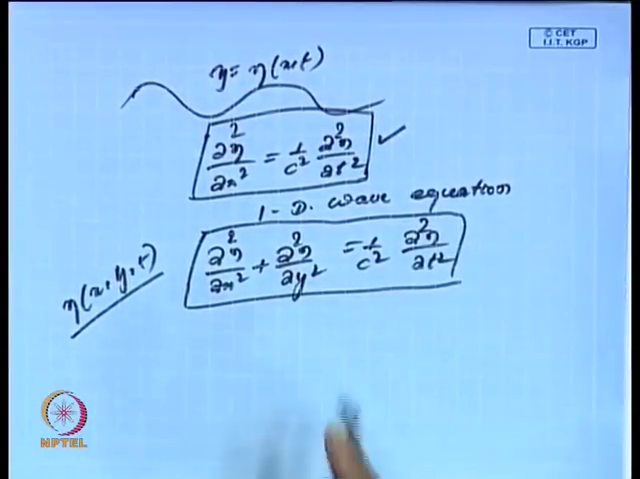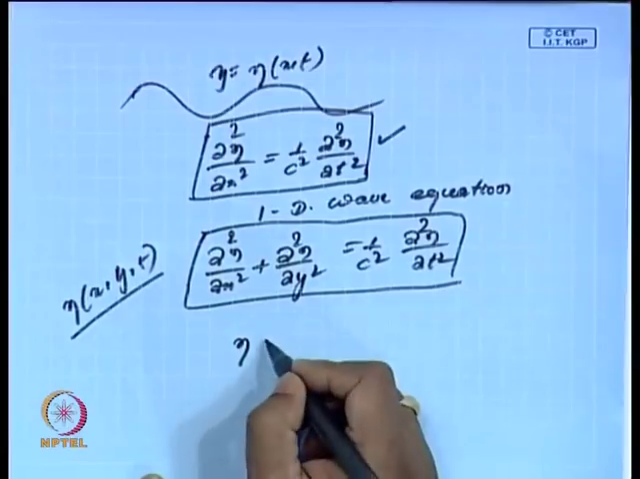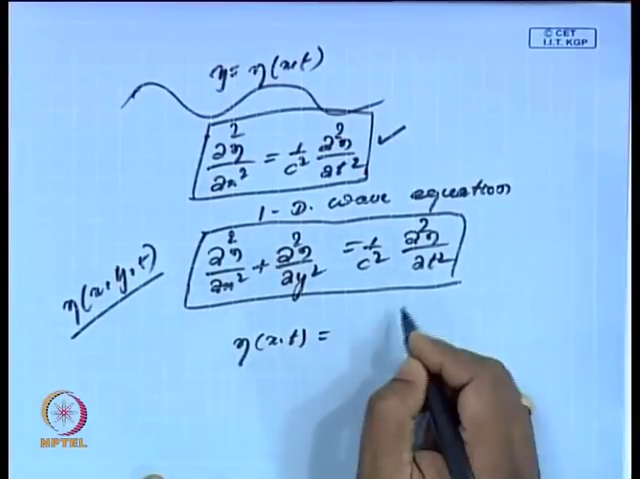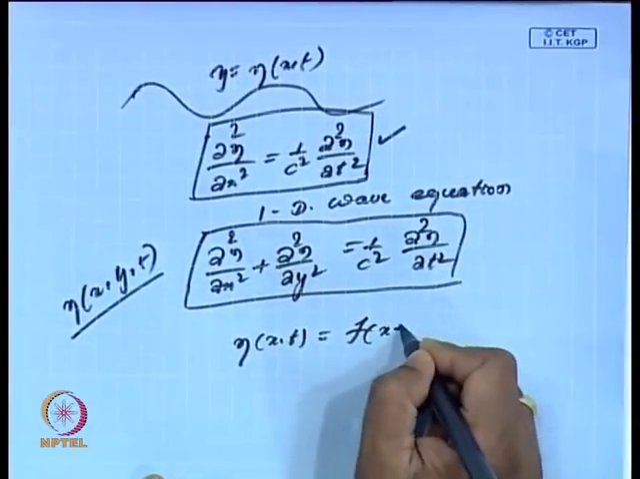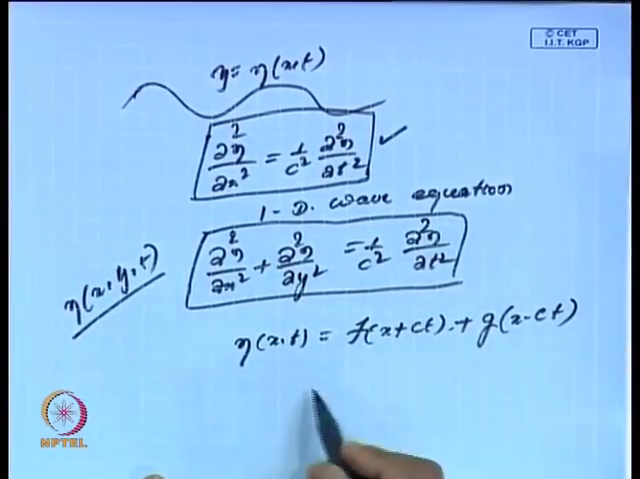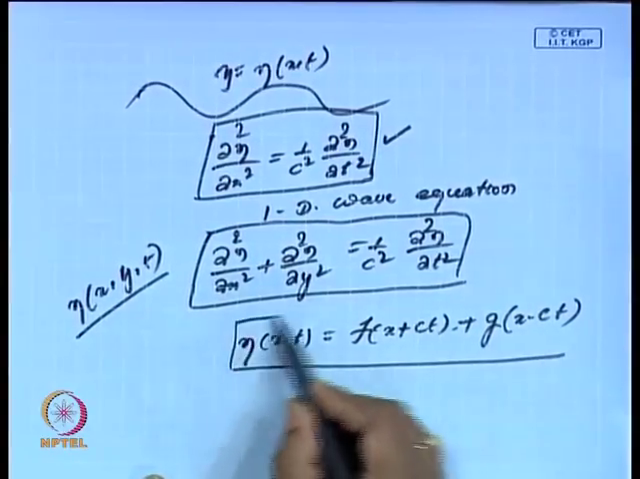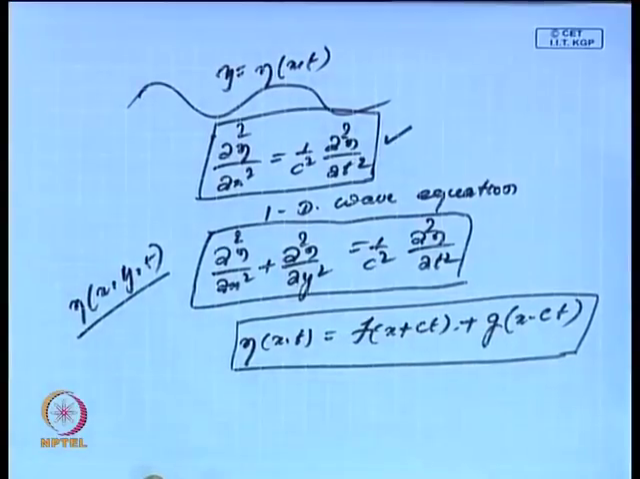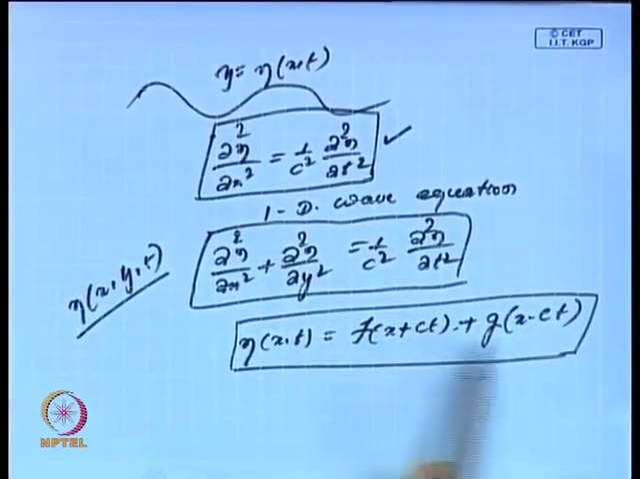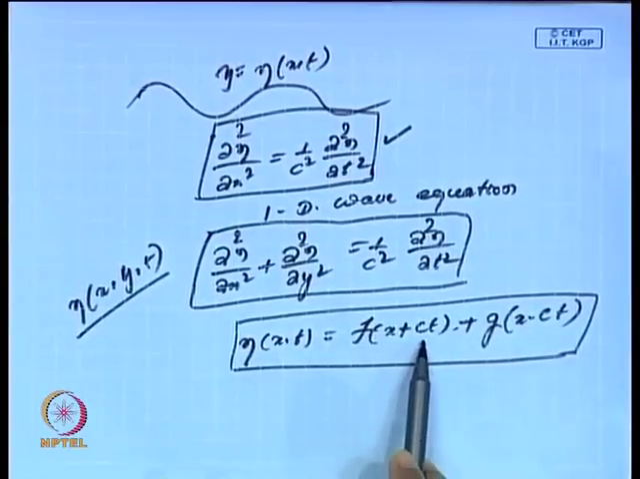If I look at the general form of solution, the solution of this will be in general of this form: eta(x, t) will be f of x plus ct plus g of x minus ct. This is the general pattern of this solution. Because this is a second order partial differential equation, its solution will be some arbitrary functions, unlike in the case of a differential equation where the solution comes in terms of arbitrary constants. Here there are two arbitrary functions f and g, but the general pattern is f of x plus ct, g of x minus ct.